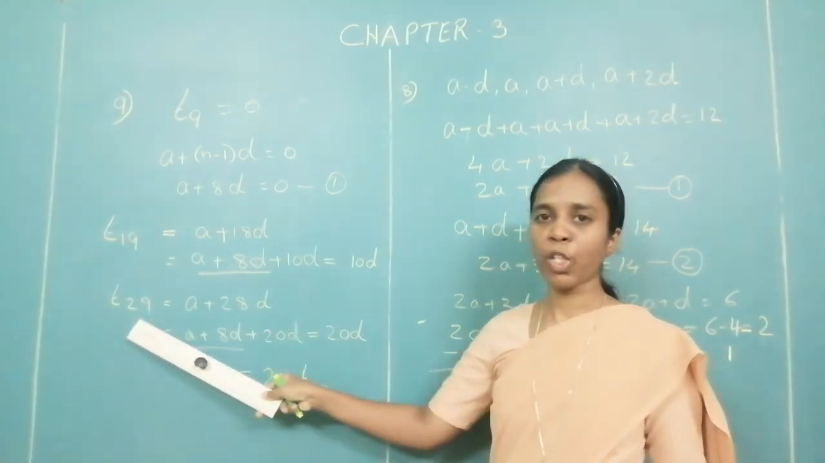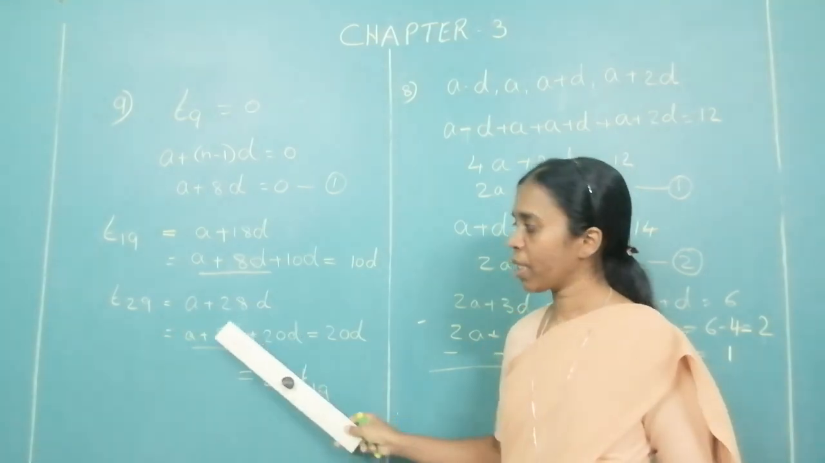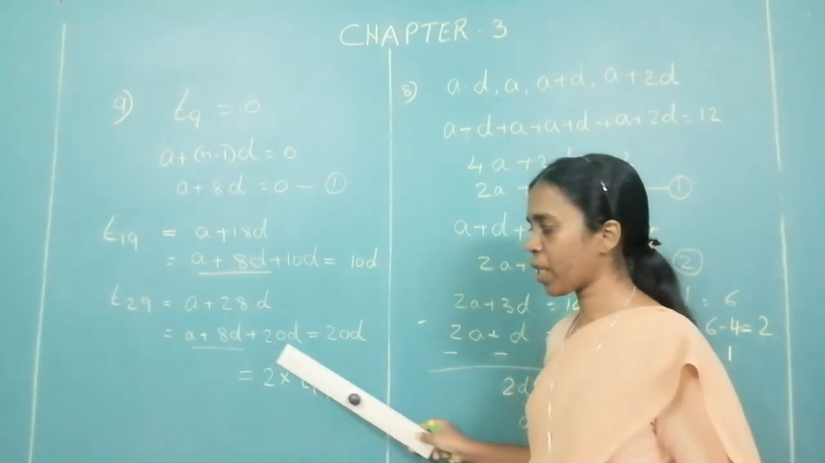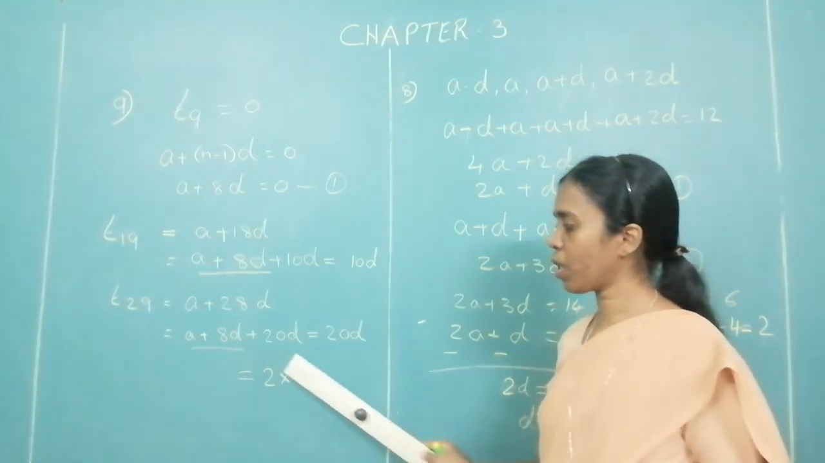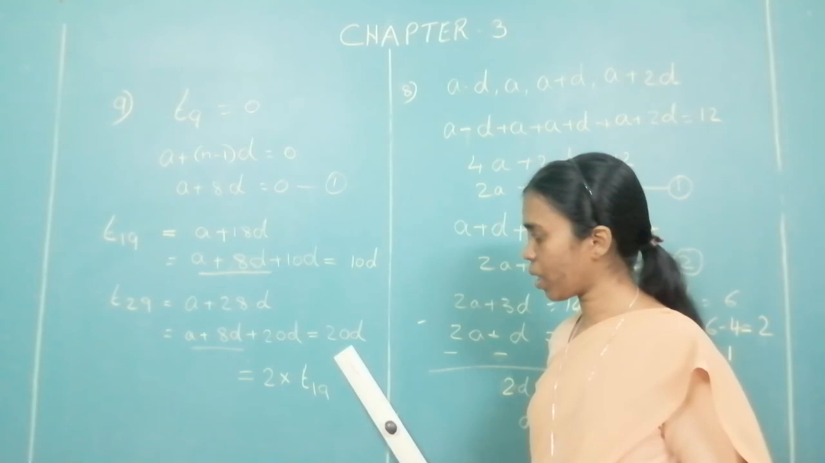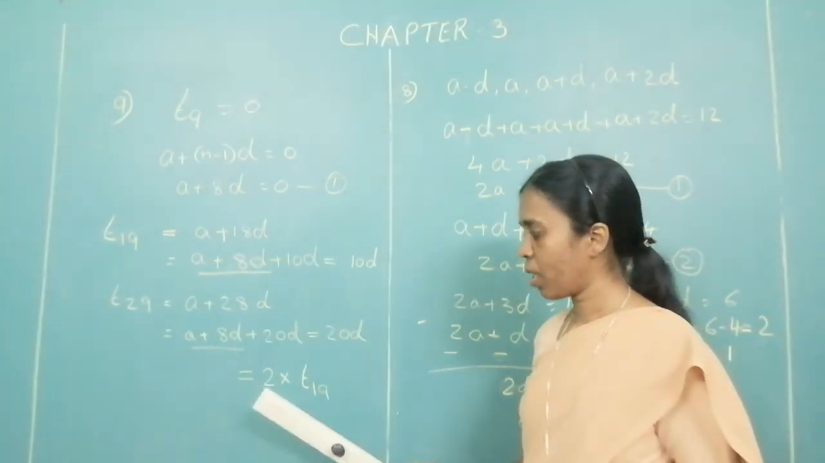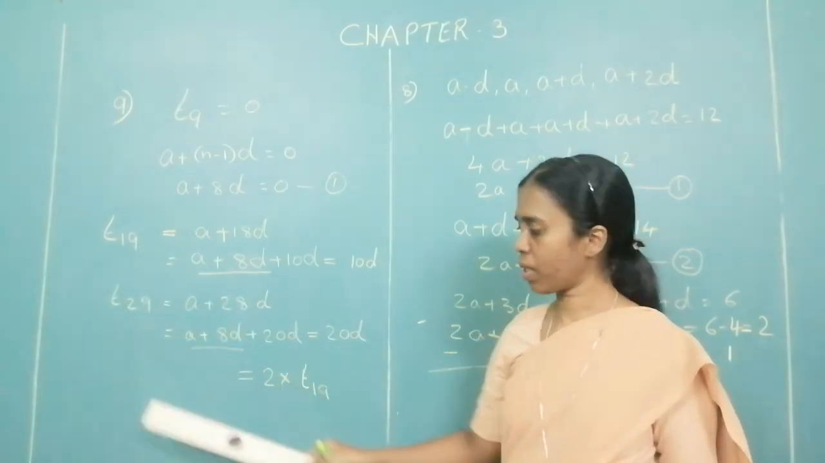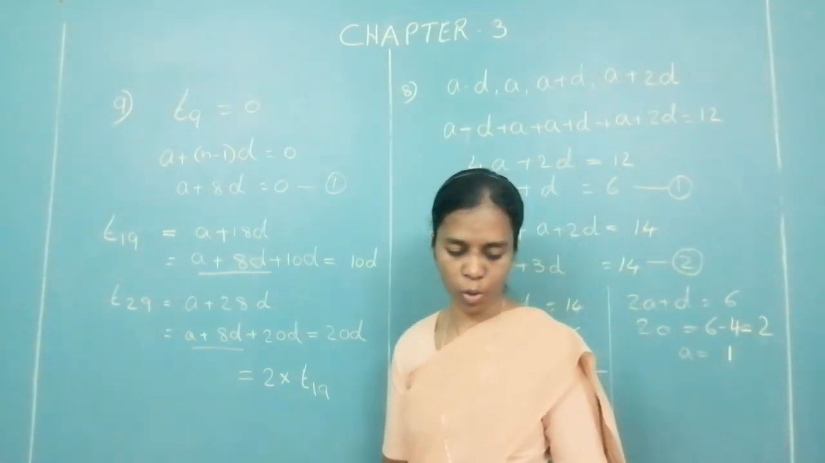Okay. Now T29. T29 is A plus 28D. This 28D can be written as A plus 8D plus 20D. And A plus 8D is 0 from equation 1. So what remains over here is T29 is 20D. Now this 20D can be written as 2 into 10D. 10D is what? T19. So T29 is twice T19. That is what is asked to you.